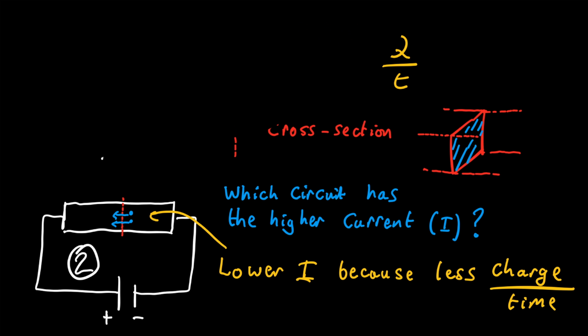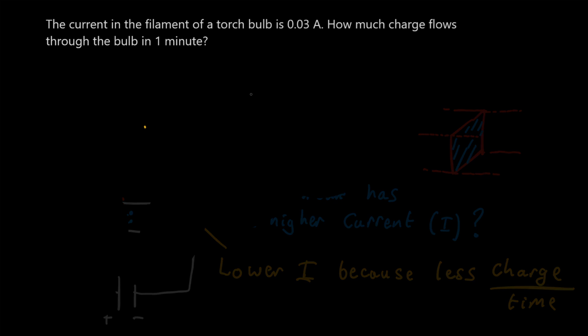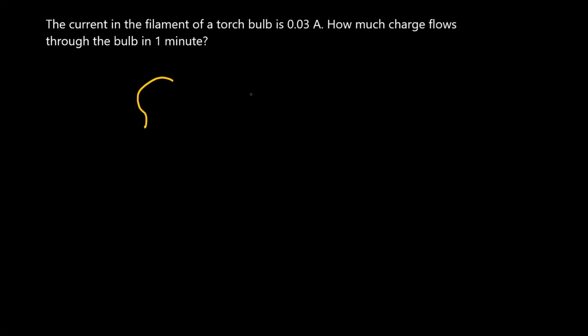So let's try a couple of questions now. The current in the filament of a torch bulb is 0.03 amps. How much charge flows through the bulb in 1 minute?